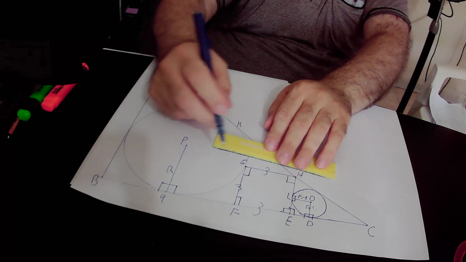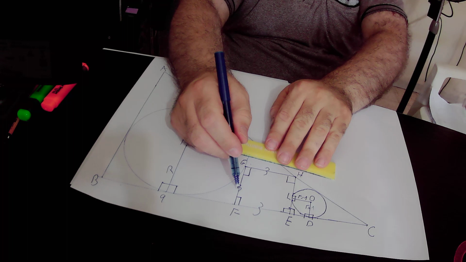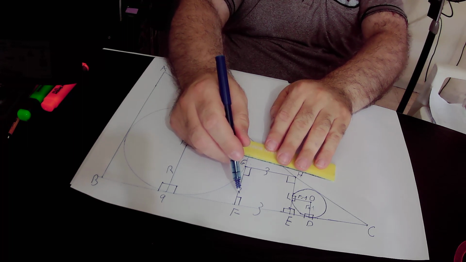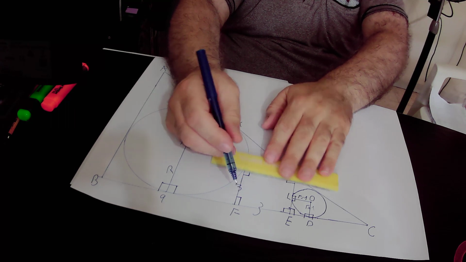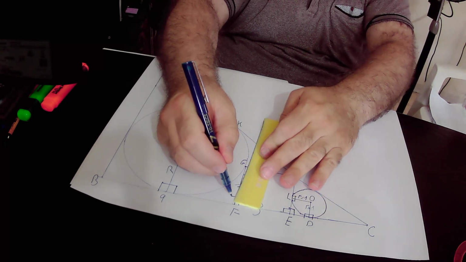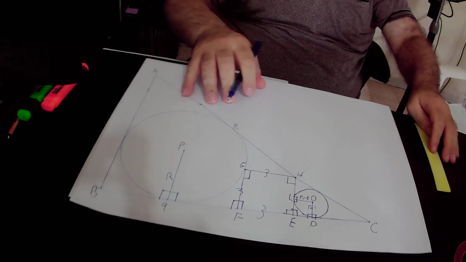Likewise, if we focus on the upper side of this point F, the sum of the angles must be equal to 180 degrees according to rule number 3. So this angle equals 90 degrees. So this angle must also be equal to 90 degrees for the same reason according to rule number 3. Okay.